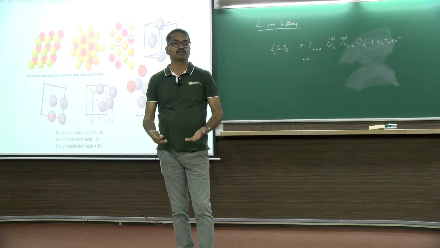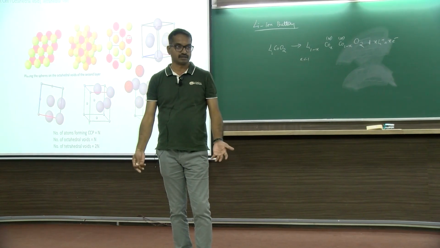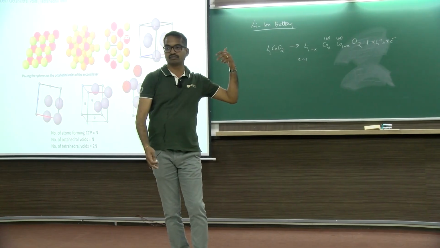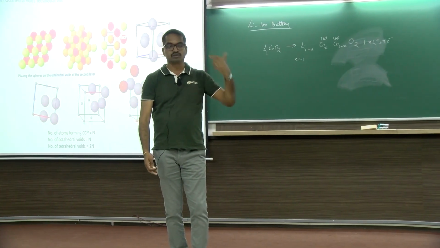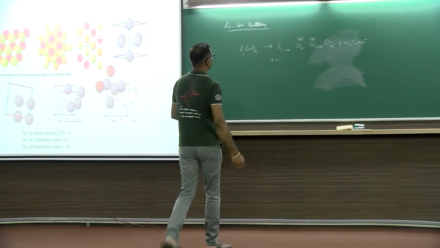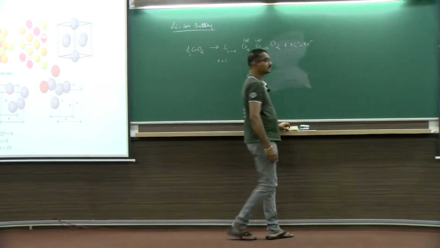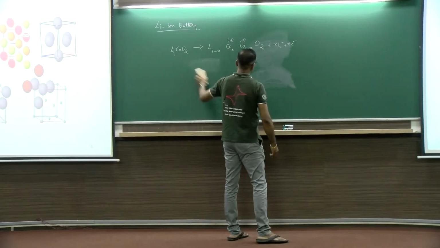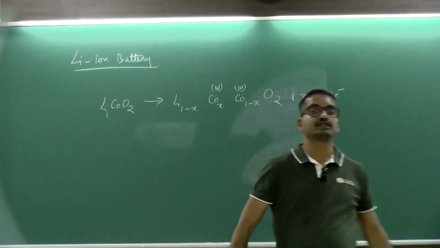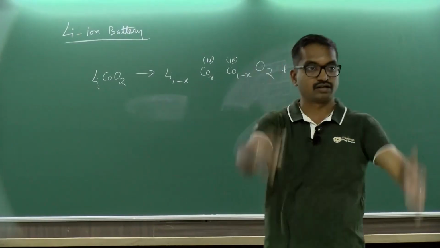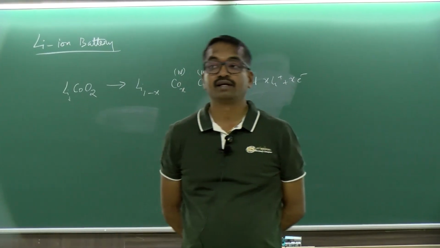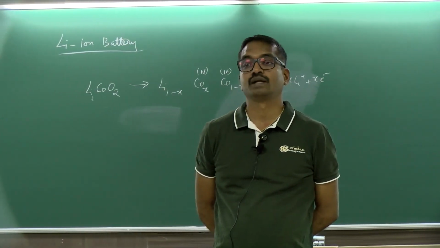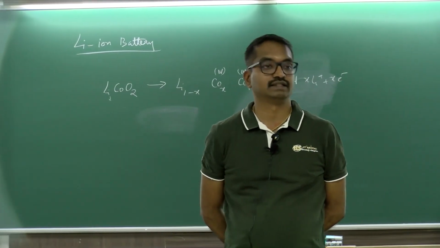So, what is the redox couple here? It is cobalt 3 plus/4 plus, because the reverse reaction makes the 4 plus to 3 plus again. In the electrochemical series you might have seen a potential given for this 3 plus/4 plus redox couple. But remember, I told you the potential also depends on the environment in which it is there.